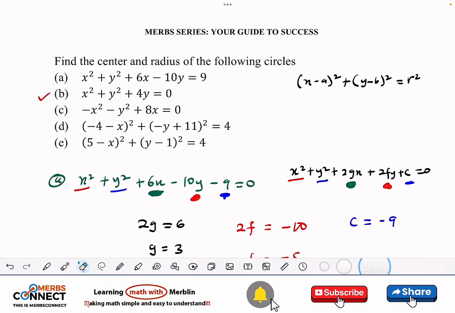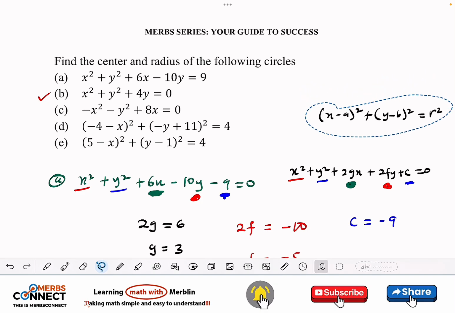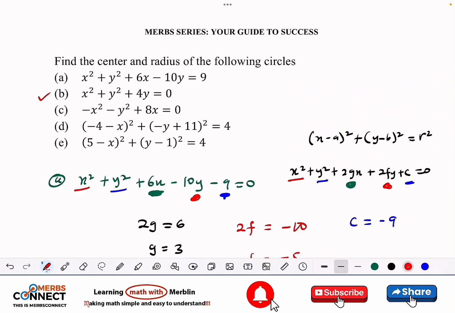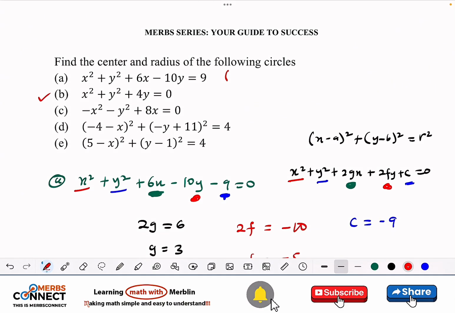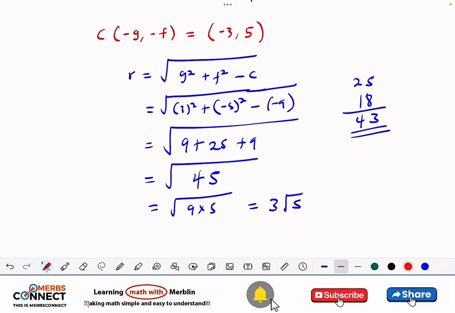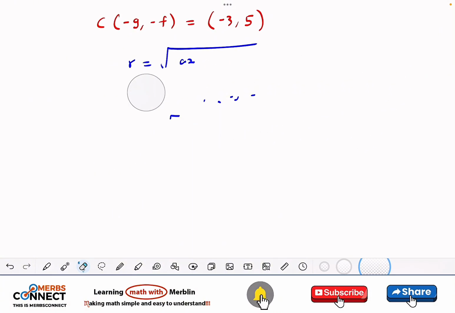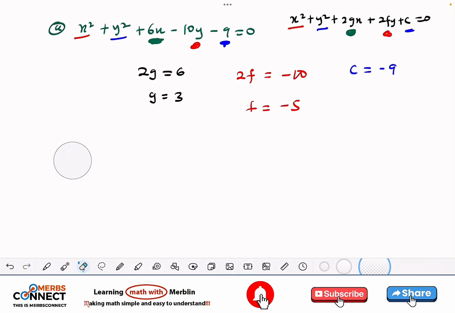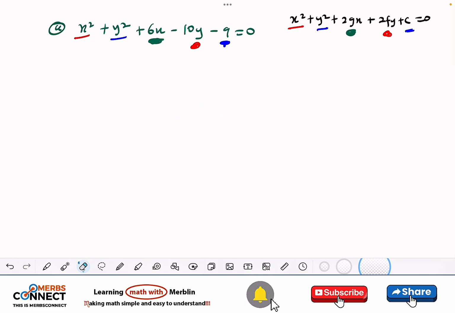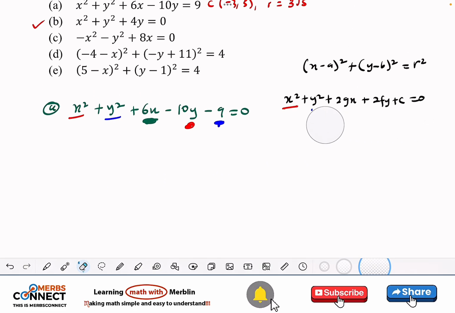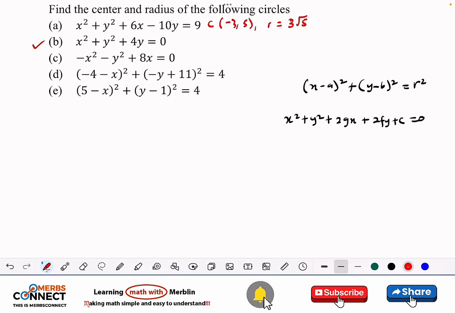So this is giving us, let me just shift this one here. So this one is giving us a center of minus 3 and 5, and a radius of 3 root 5. So let me just clean up the solution here, and then let's work with C. Then you drop in the other one inside. Okay, so let's look at C. Do the B, drop it inside the comment section.